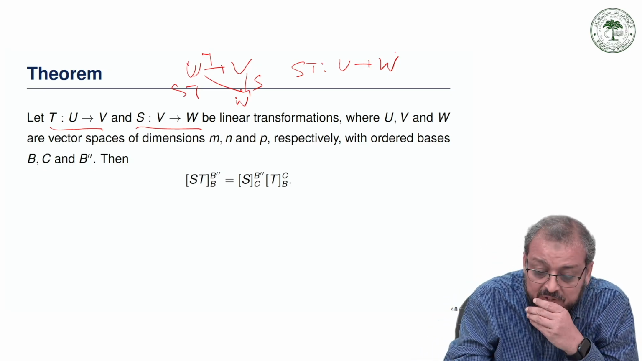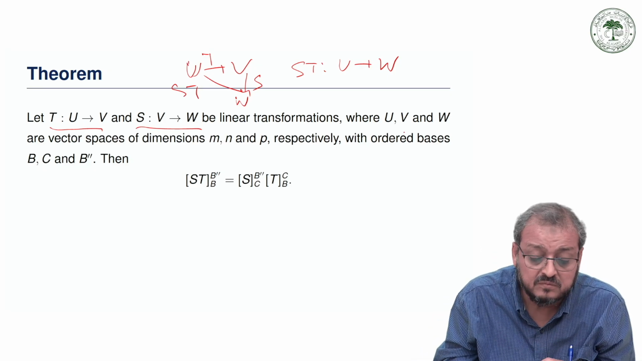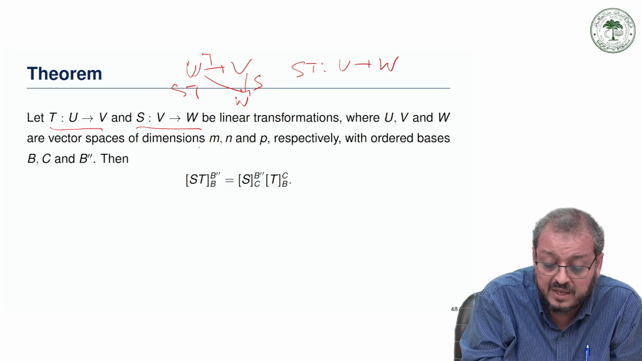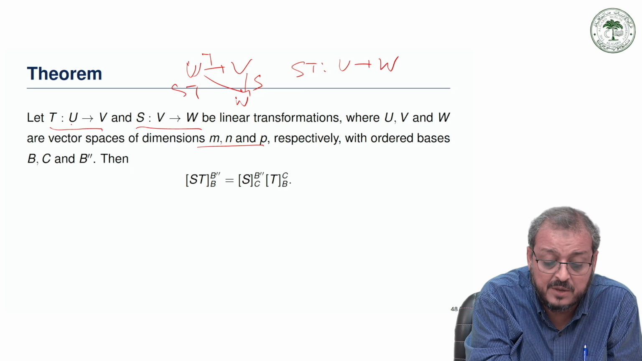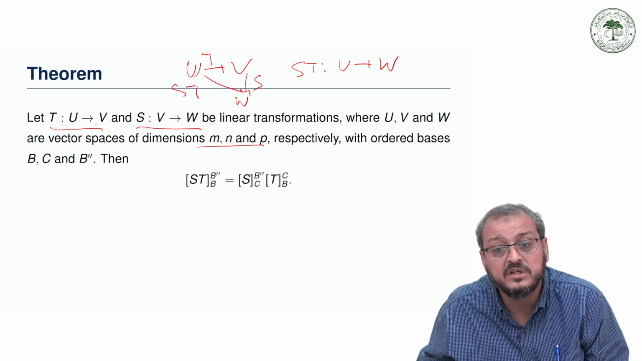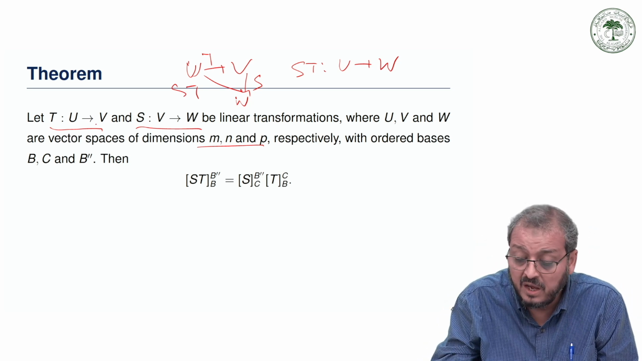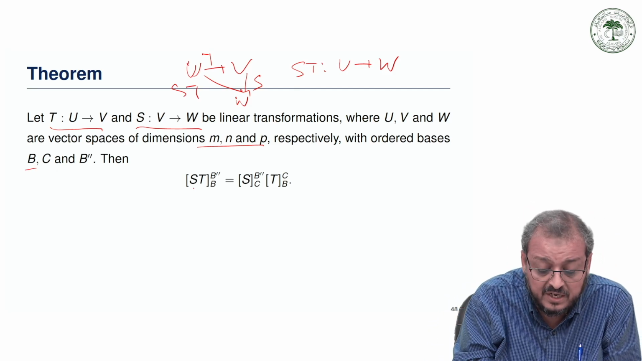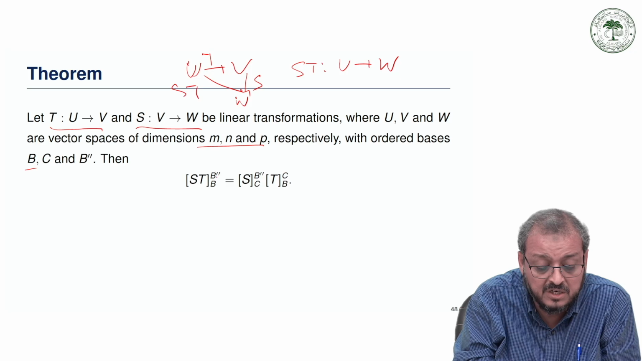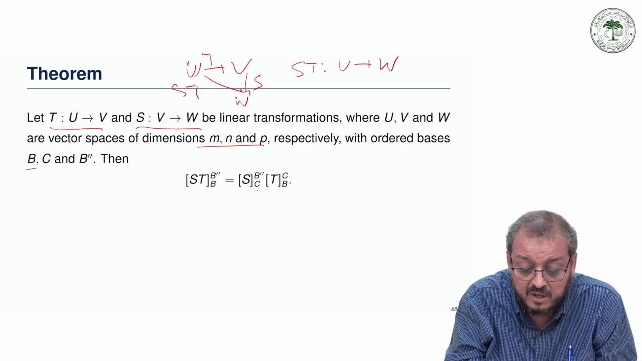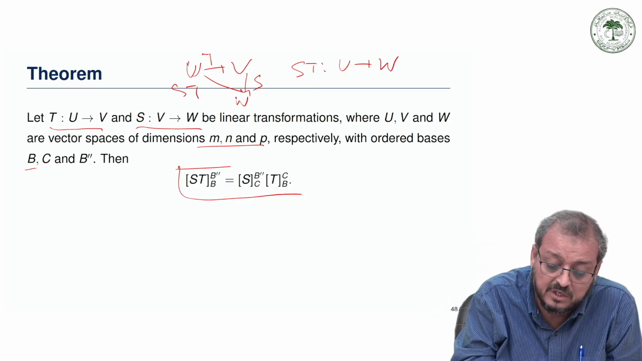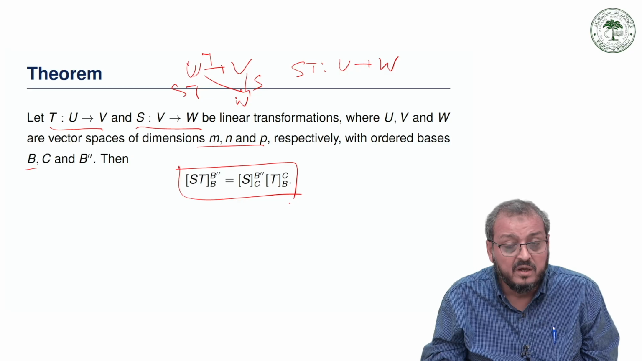Suppose these two are linear transformations of vector spaces of dimensions m, n and p. So U has dimension m, V has dimension n, and W has dimension p respectively, and the ordered bases are B, C and B double prime. Then the matrix of ST with respect to B and B double prime is the same as the matrix of S with respect to C and B double prime times the matrix of T with respect to B and C. So the composition of linear transformations can be written in this form.